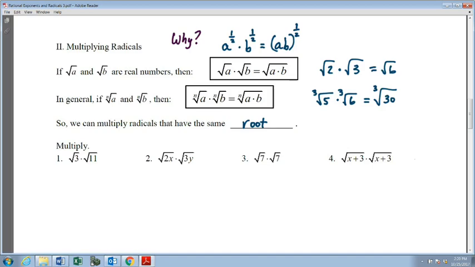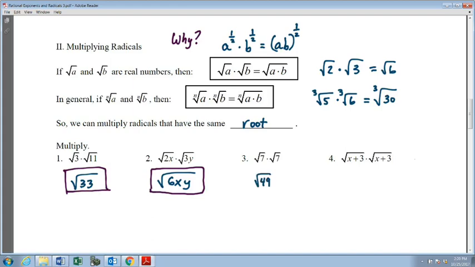Alright, so let's go ahead and do some problems. Square root of 3 times square root of 11 is square root of 33. Square root of 2x times the square root of 3y, we just multiply the numbers inside, we get the square root of 6xy. Now notice number 3, and actually 3 and 4 are kind of a special case here, but an important case. When you multiply the square root of 7 times the square root of 7, you could write that as the square root of 49, which we know is 7. So square root of 7 times square root of 7 is 7.